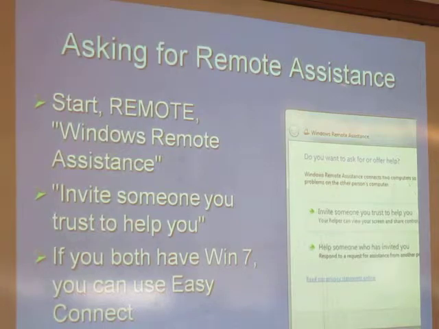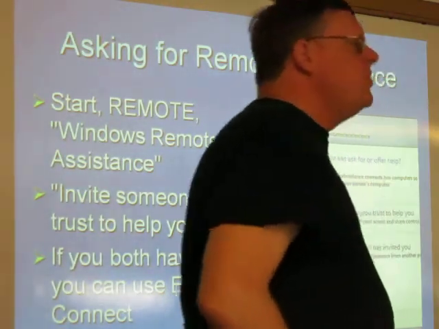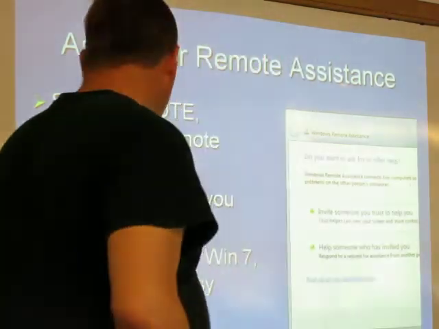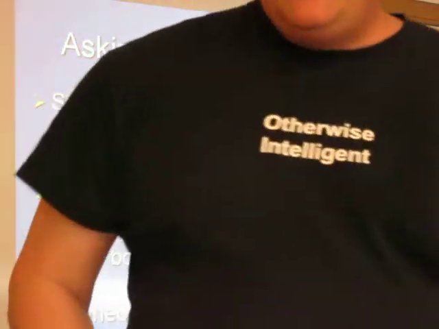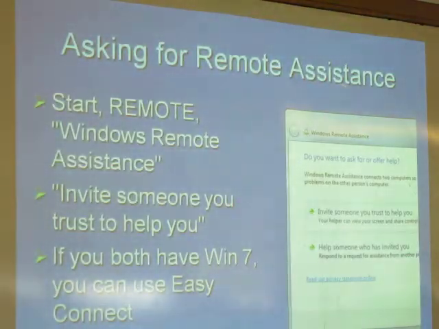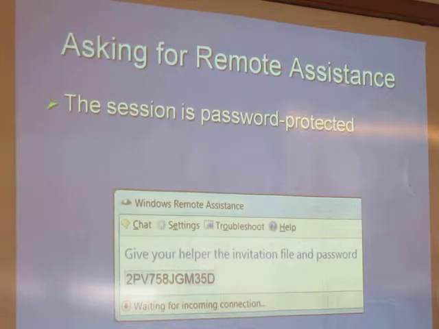So if you want to do remote assistance, you run this remote assistance, and then you can choose to invite someone you trust to help you. And then you will create an invitation. If you both have Windows 7 or later, you can use Easy Connect, and it will automatically connect and send the invitation over. If not, you can save the file on your desktop and email it. It'll create a password. So there's an invitation, and the invitation will expire after a few hours. There's a password they have to have, and these are the security measures to prevent people from just taking over machines through remote assistance.